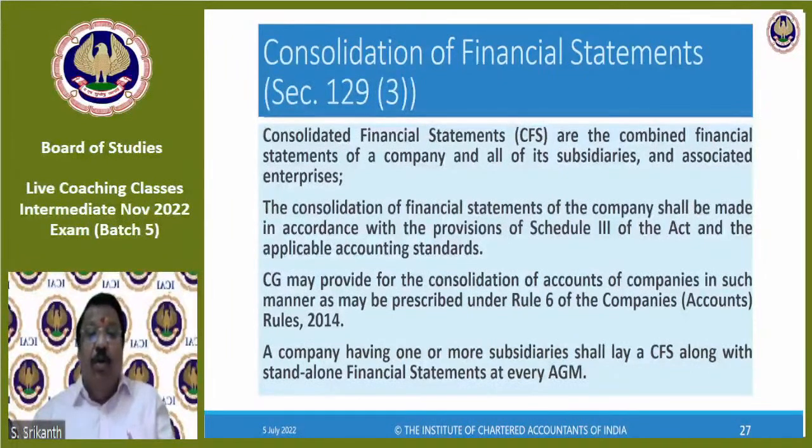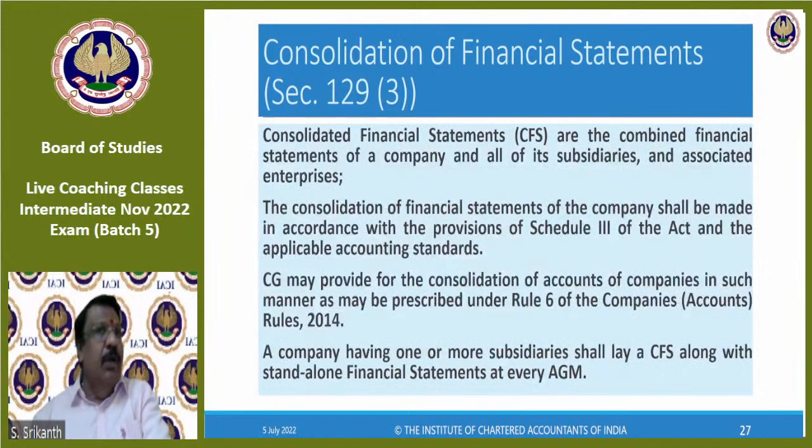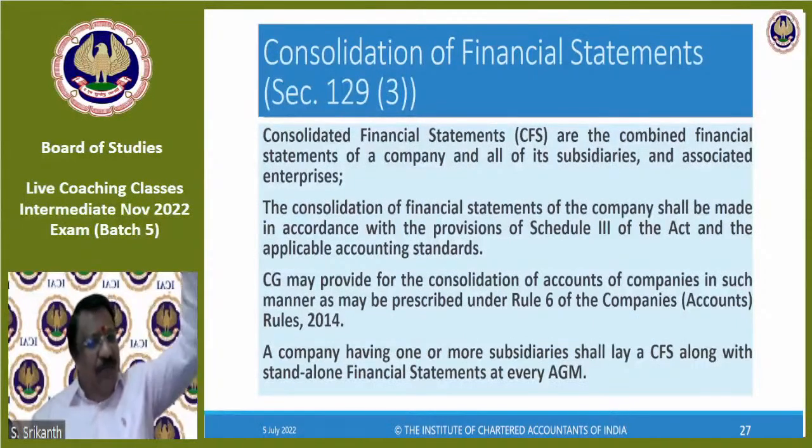A company having one or more subsidiaries shall lay a CFS, Consolidated Financial Statement, along with standalone financial statements at every AGM. That's all they are saying, both. Right. So if you have downloaded one of the financial statements, say Tata Motors or Dabur, you would have seen CFS also, because they all have subsidiaries. So they give consolidated financial statements also.